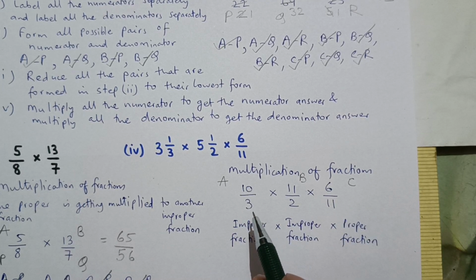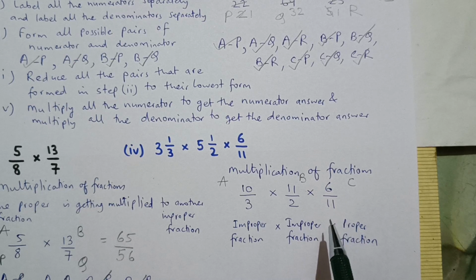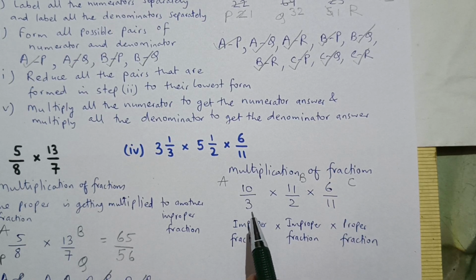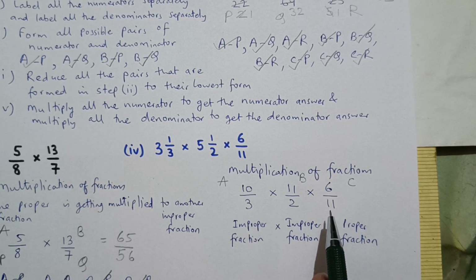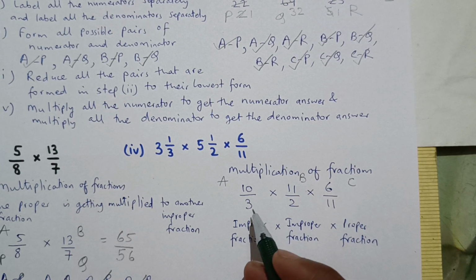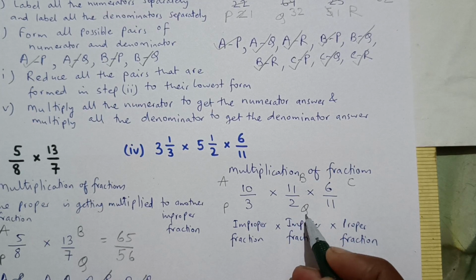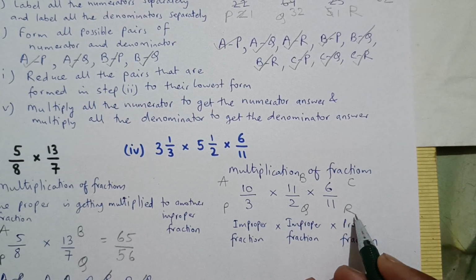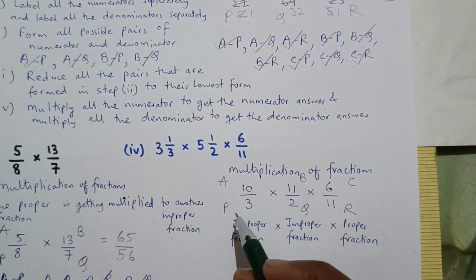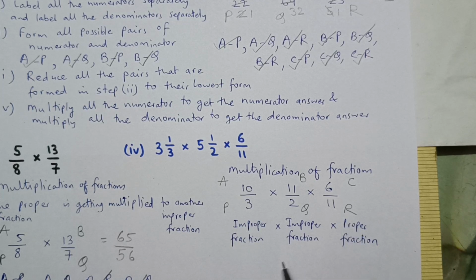Now let us label all the denominators separately. The denominators are 3, 2 and 11. So let us say 3 is P, 2 is Q, 11 is R. So we have labeled the denominators as P, Q and R.